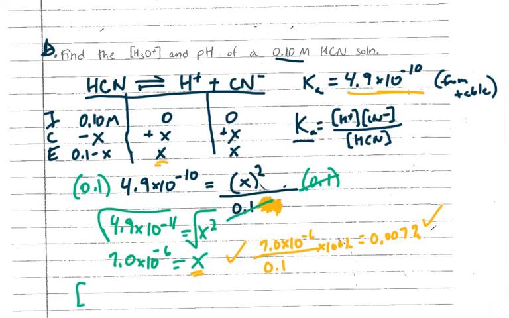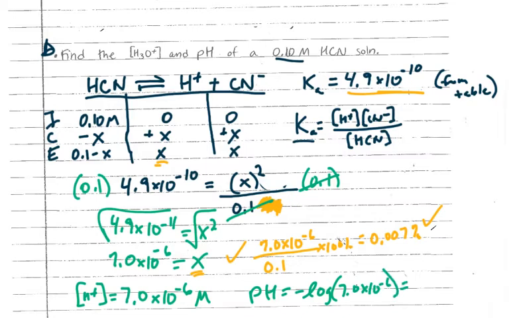So if the concentration of the hydronium ions at equilibrium is 7.0 times 10 to the negative 6 molar, then the pH is the negative log of that, which is equal to 5.15. A pH of 5.15, which is about what we'd expect. It has 10 to the negative 6. We expect it to be between 5 and 6.